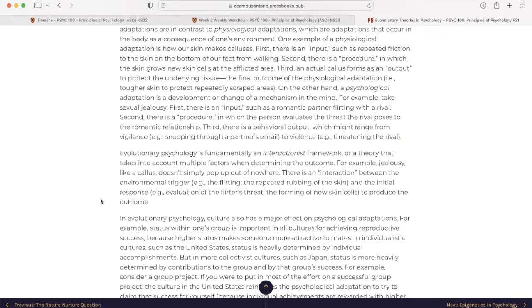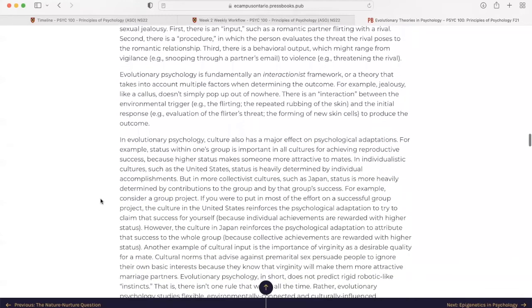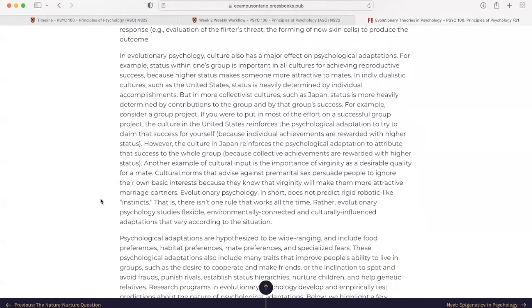Evolutionary psychology is fundamentally an interactionist framework, or a theory that takes into account multiple factors when determining the outcome. For example, jealousy, like a callus, doesn't simply pop up out of nowhere. There is an interaction between the environmental trigger, for example, the flirting, the repeated rubbing of the skin, and the initial response, for example, evaluation of the flirter's threat, and the forming of new skin cells to produce the outcome.